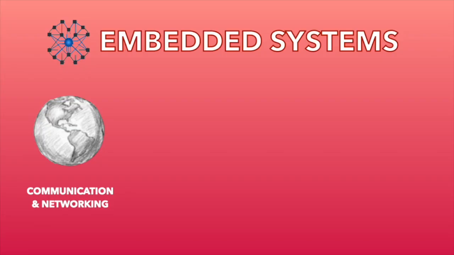It allows embedded systems to communicate over longer distances and connect with external devices like smartphones, computers, and other smart systems. Through communication, embedded systems can coordinate tasks, share data, and respond quickly to external commands, making them more efficient.